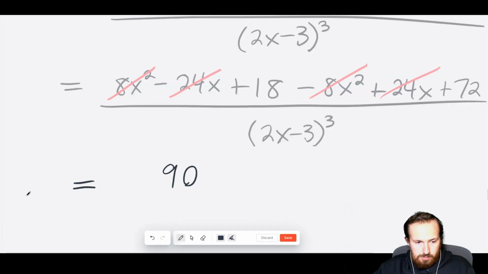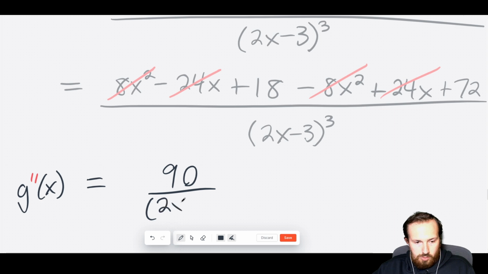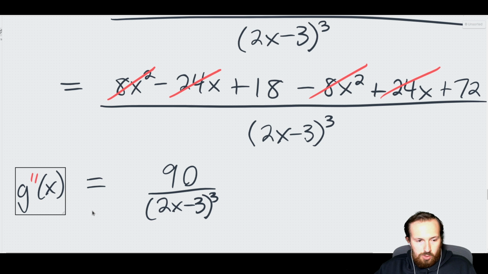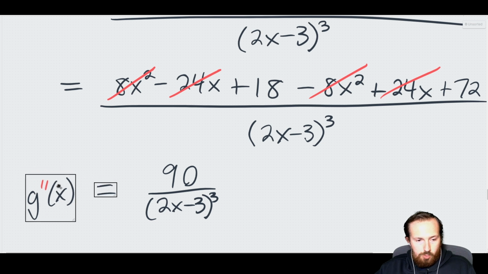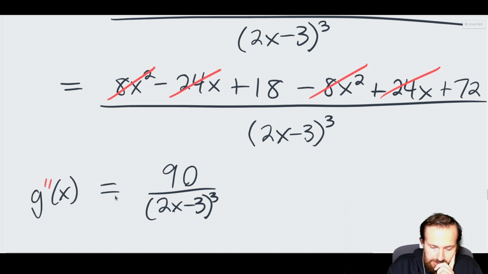So long story short, the second derivative is equal to apparently 90 over (2x minus 3) cubed. And again, we don't have a word for the critical point for the second derivative, but it's a similar idea. It's basically any point in the domain of the original function, that's an important detail, where the second derivative is equal to 0 or does not exist.